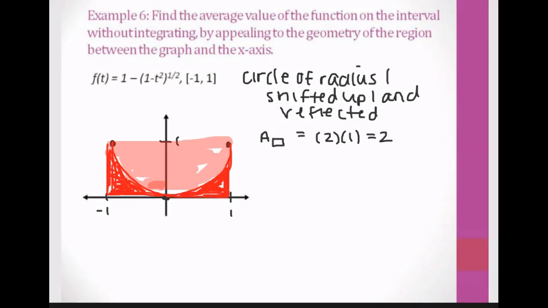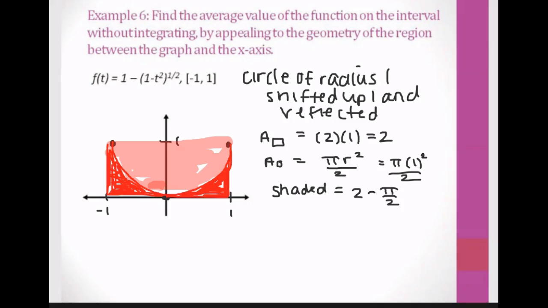The area of a circle is pi r squared. Well, in this case, my radius is 1, and it's only half of the circle, so we divide that by 2. So the area of the rectangle minus the area of the circle gives the area of the dark shading. So it's equal to 2 minus pi halves.